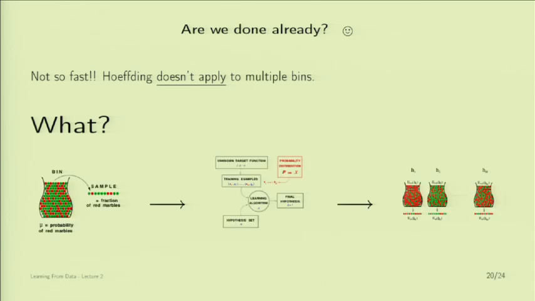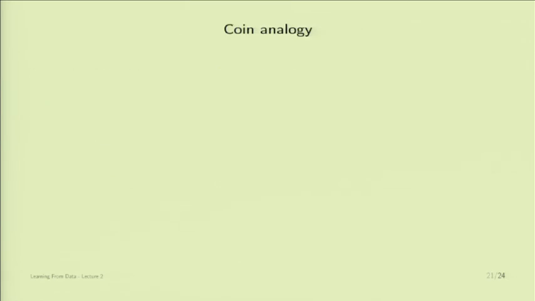We sat for like, what, 40 minutes now, going from a single bin, mapping it to the learning diagram, mapping it to multiple bins, and now you tell us that the main tool we developed doesn't apply. Why doesn't it apply? And what can we do about it? Okay. Let me start by saying why it doesn't apply, and then we can go for what we can do about it.